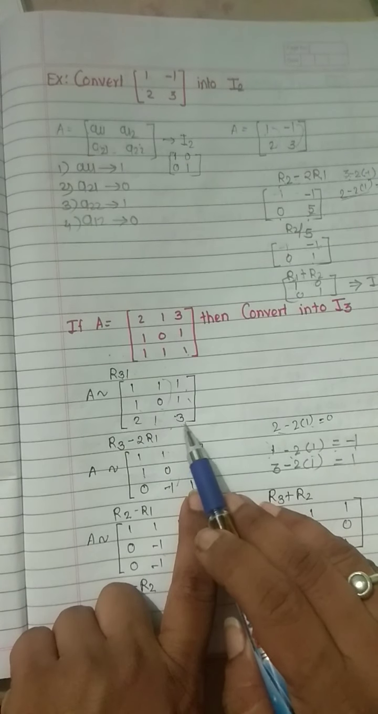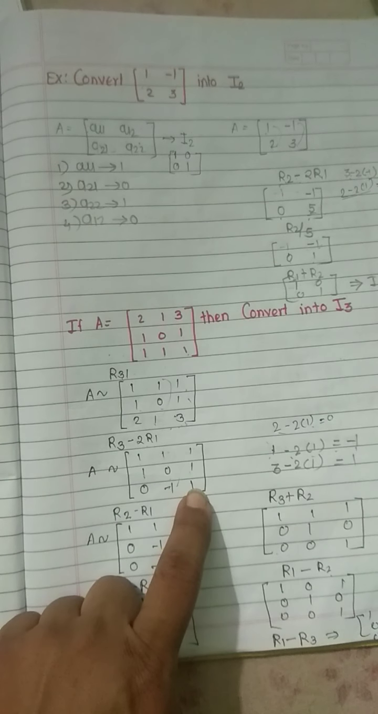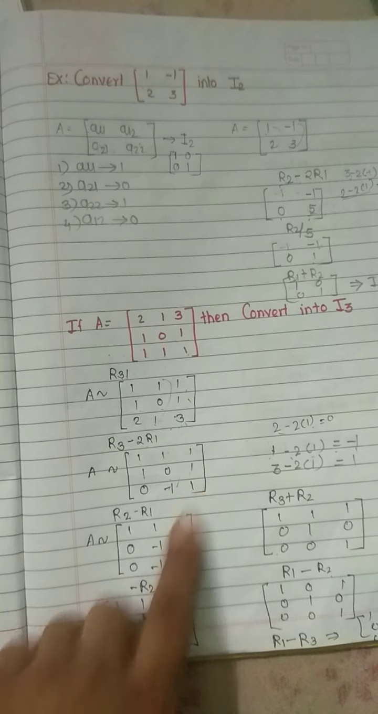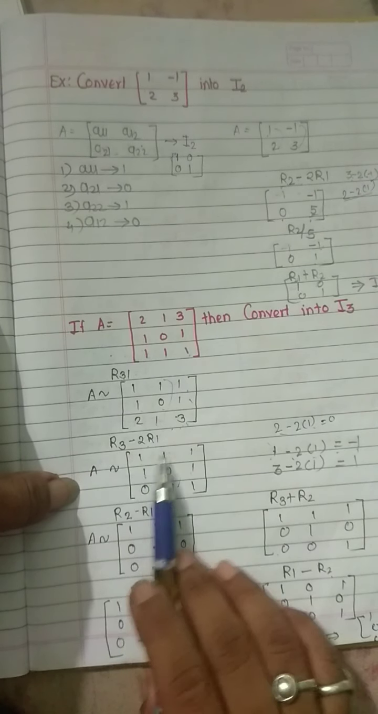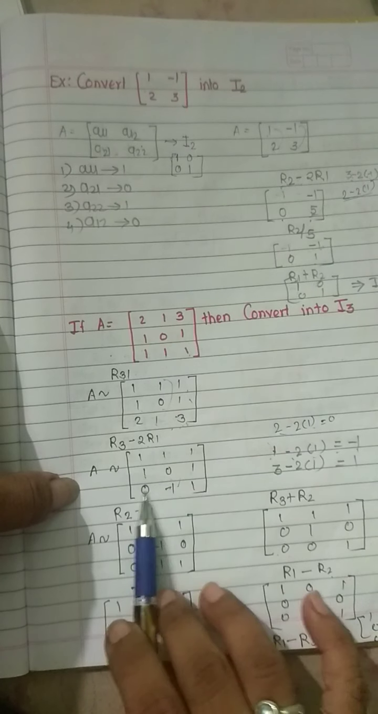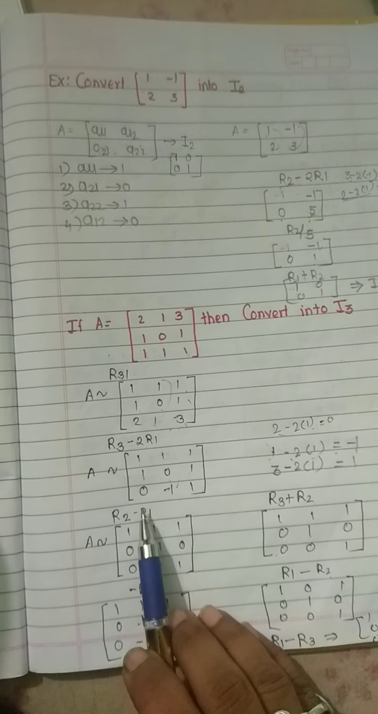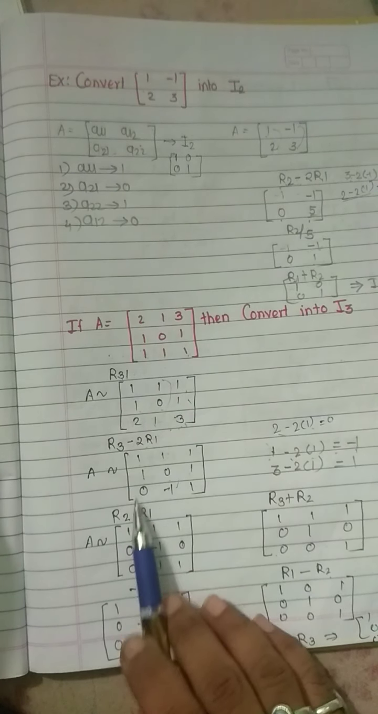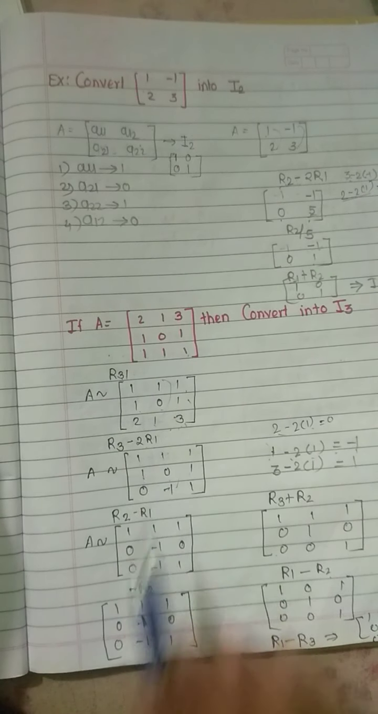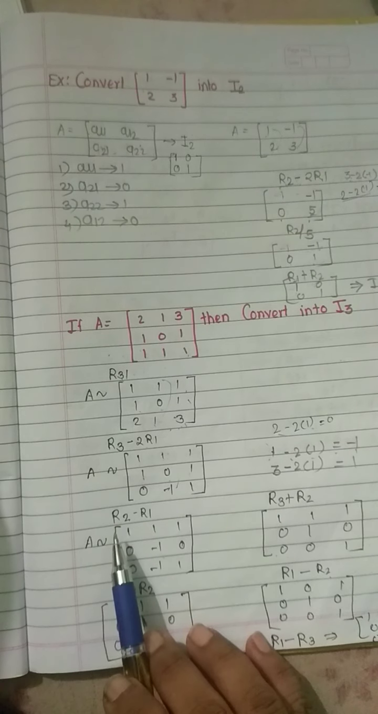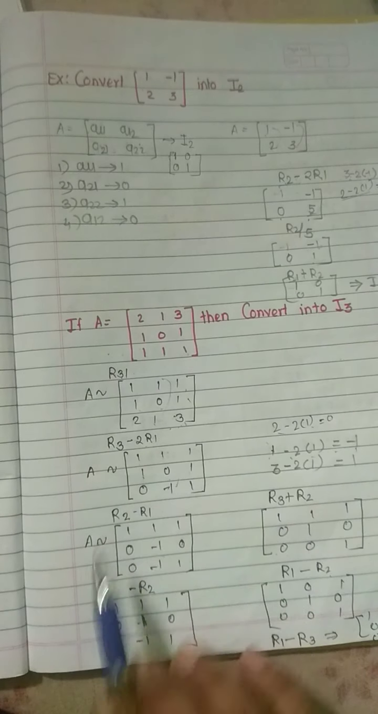And third element, 3 minus 2 times the corresponding element 1. 3 minus 2 is nothing but 1. Therefore, the matrix converts into the matrix 1 1 1, 1 0 1, 0 minus 1 1. Next step, reduce the A21 position element to 0. The A21 position element is nothing but 1. Therefore, we can operate R2 minus R1. Therefore, the 1 becomes 0.